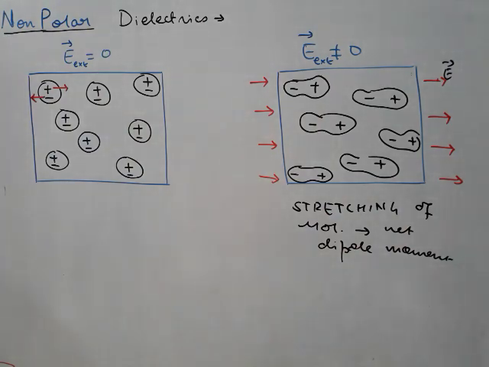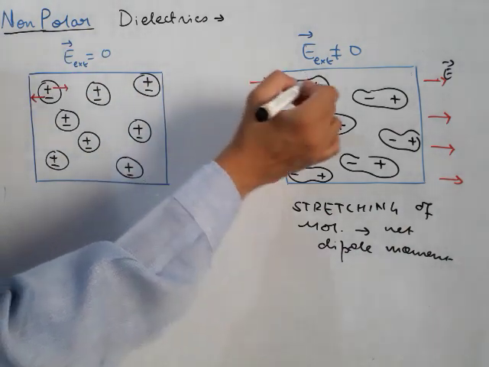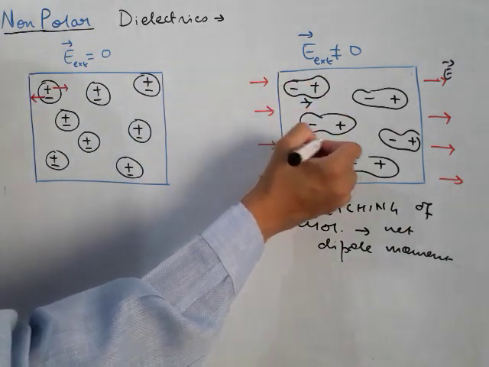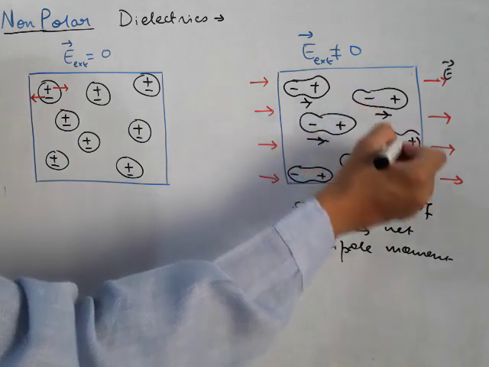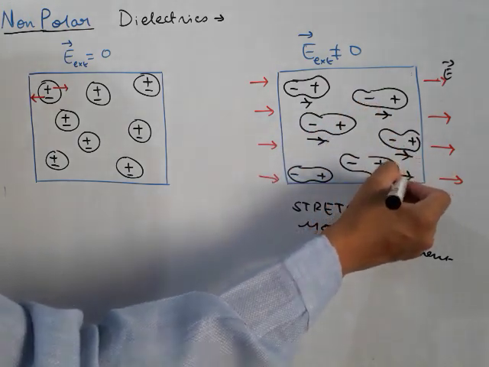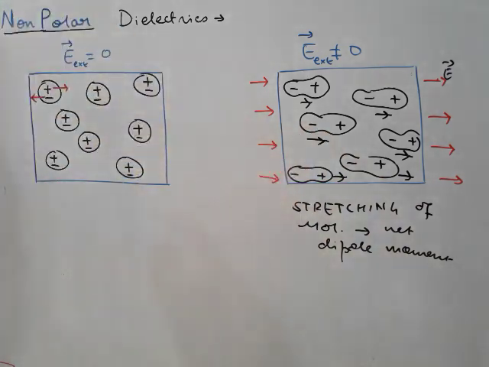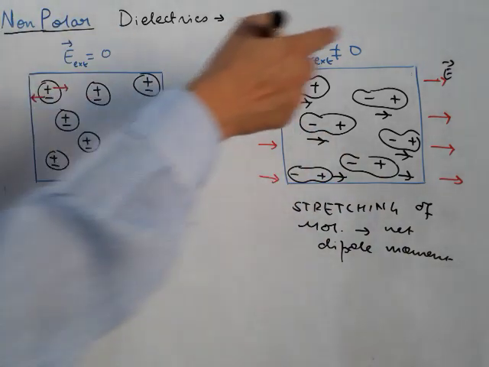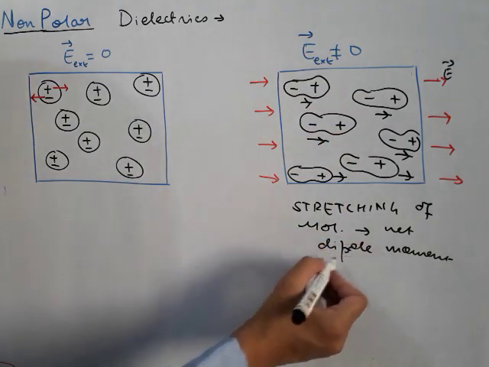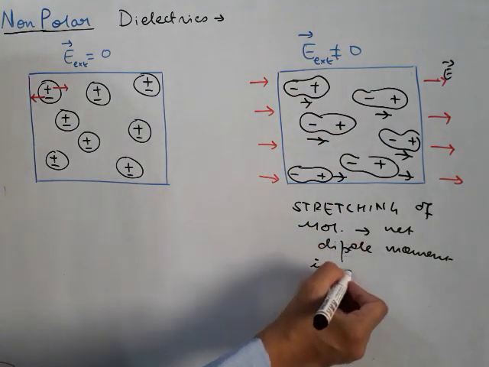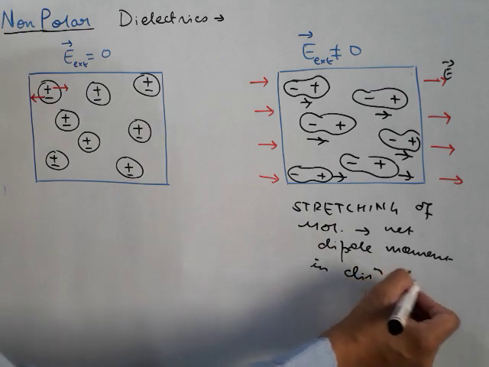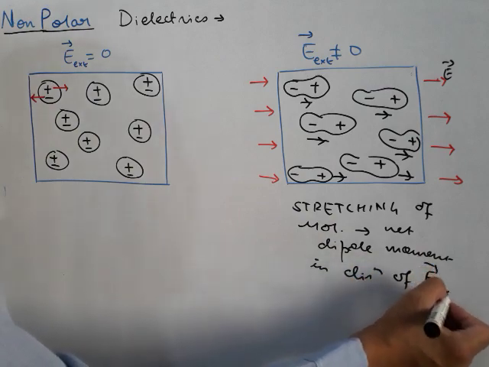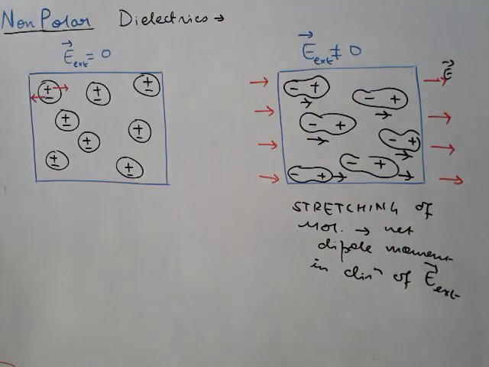What would be the direction of dipole moment? You can see from negative to positive charge. So this is the direction of dipole moment. This is the direction of dipole moment. This is the direction of dipole moment. And the same is true for all the molecules. So all these dipole moments are pointing along same direction, that is in the direction of external field. So the net dipole moment is developed in the direction of external electric field. In this figure, external electric field is towards right, therefore the net dipole moment will also be towards right.